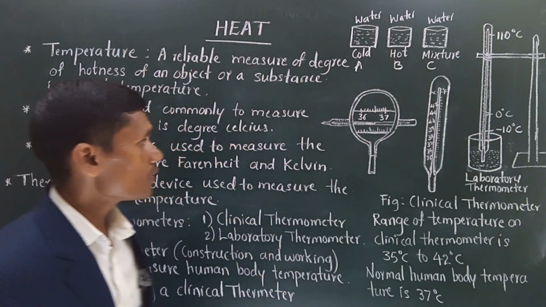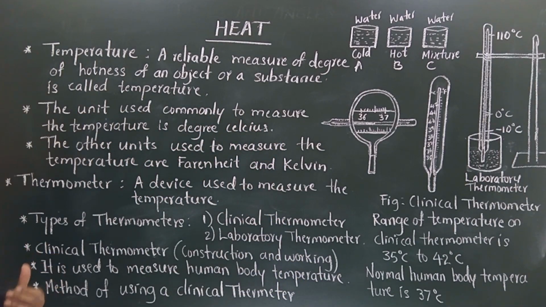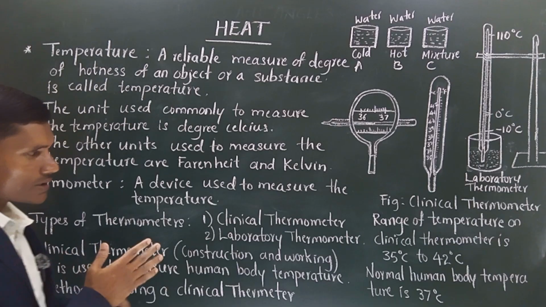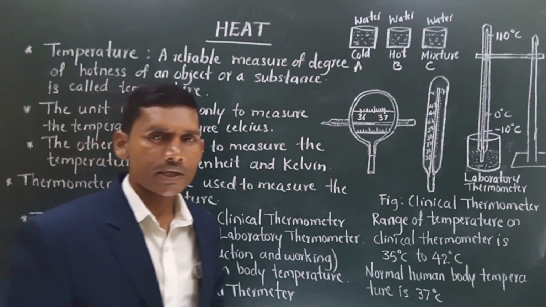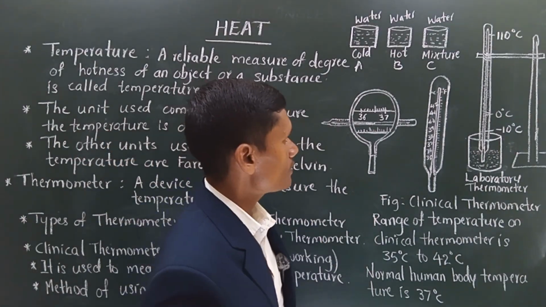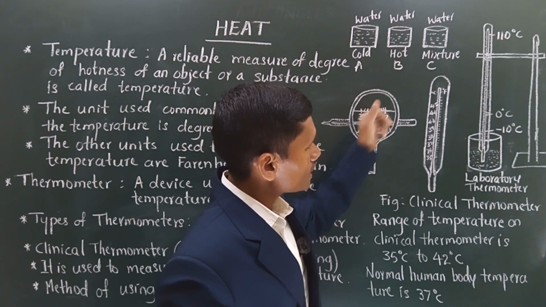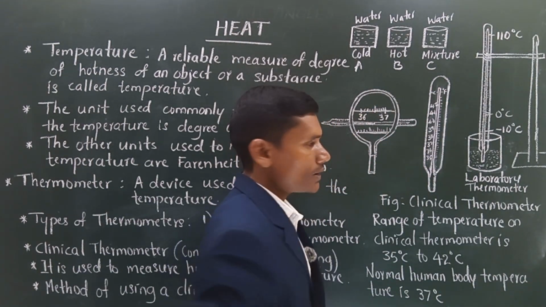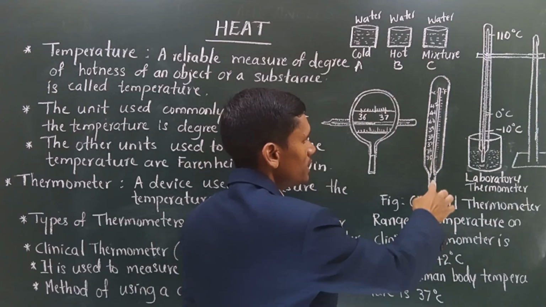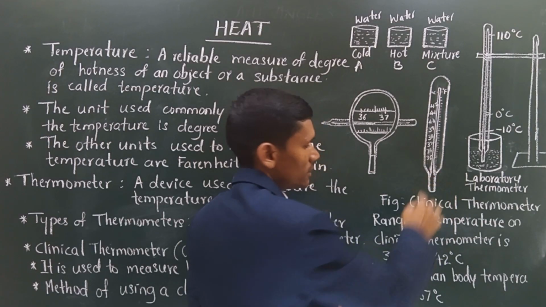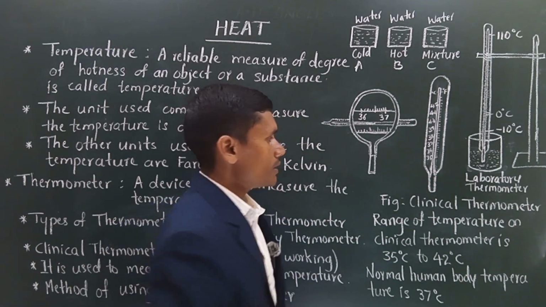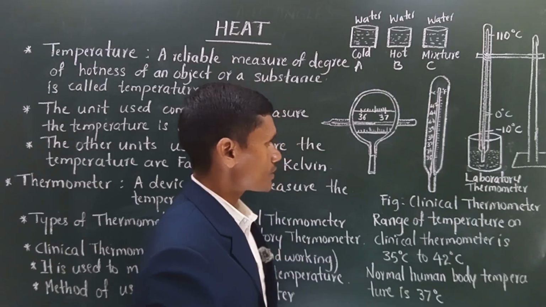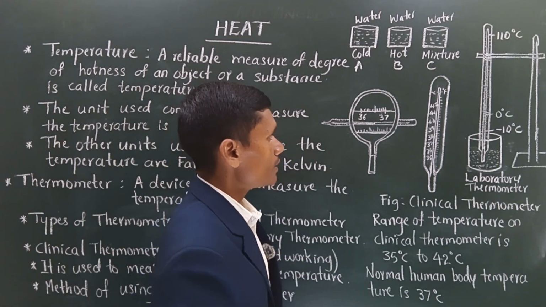Okay. Now coming to the clinical thermometer. Its construction and working we need to learn, right? How to define it? A clinical thermometer is a long uniform glass tube having a bulb at one end. This bulb is made up of metal. I'll tell you why it is used. Metal is used there.